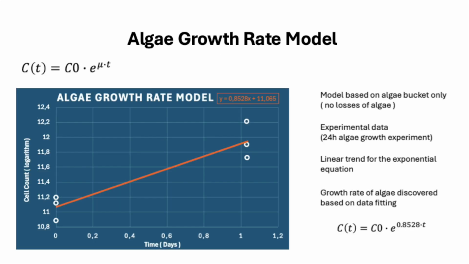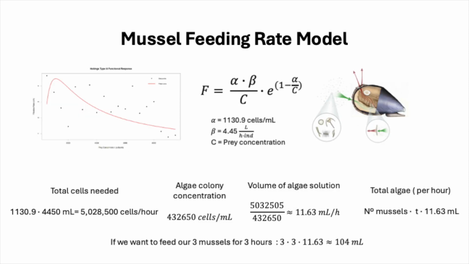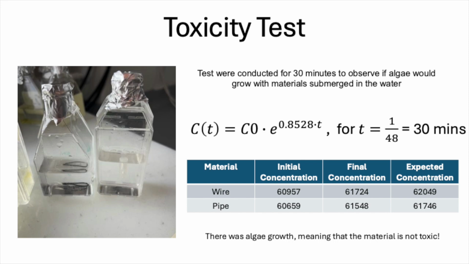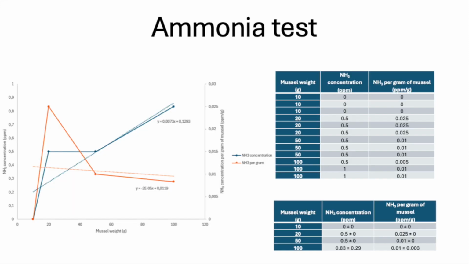We have already mentioned the following two slides in the earlier review meeting. It simply shows the rate at which the algae grows and the model we have found to feed the mussels. With the toxicity test, we tested the wiring and the pipes for about 30 minutes, and no toxic leaching was detected. Algae counts continued rising, confirming the materials are safe, which brings us to the ammonia test.